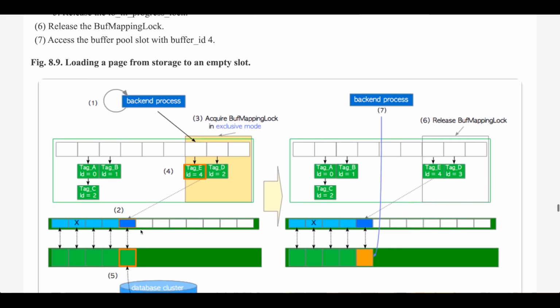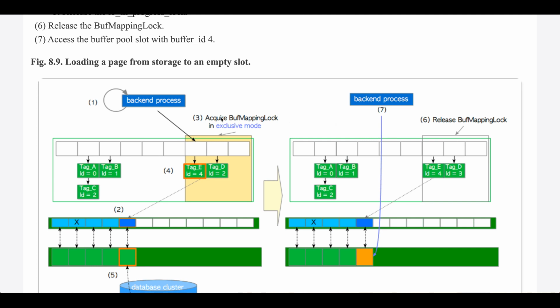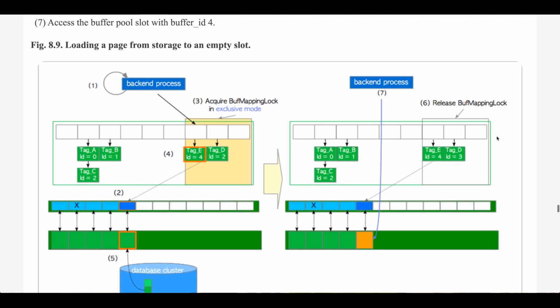Step 6. Release the buff mapping lock. Step 7. Access the pool slot with buffer ID 4.